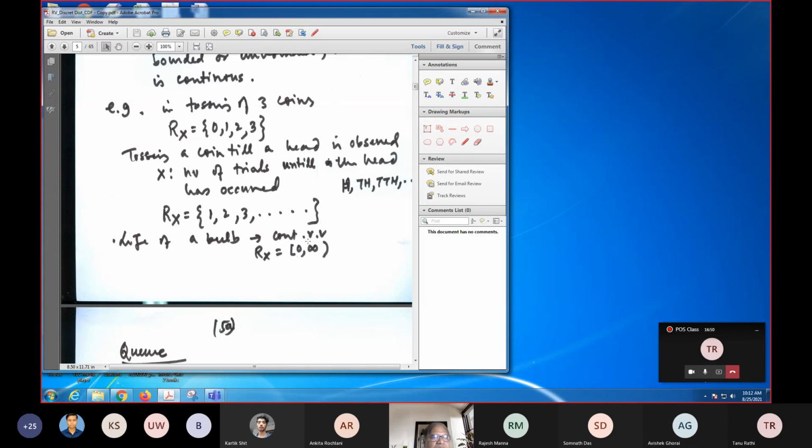It doesn't work, so its lifetime is 0. But sometimes you keep the bulb, and for years it keeps working. So the life of the bulb could be any value from 0 to infinity.